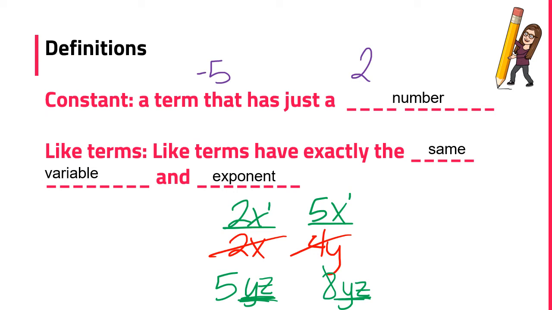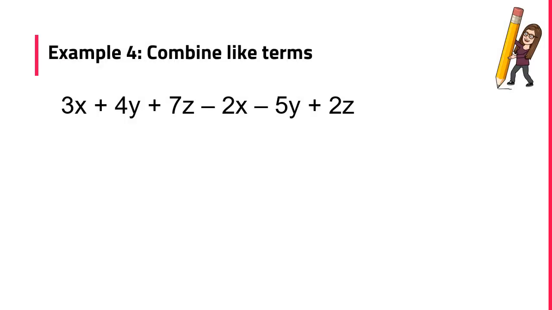And let's take a look. If I have a 2x and a 3x squared, not like terms because they have different exponents. So let's see which like terms we can add or subtract together.